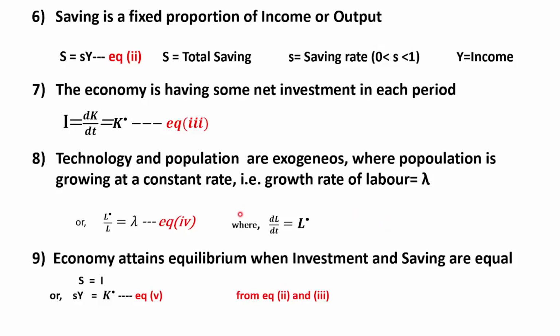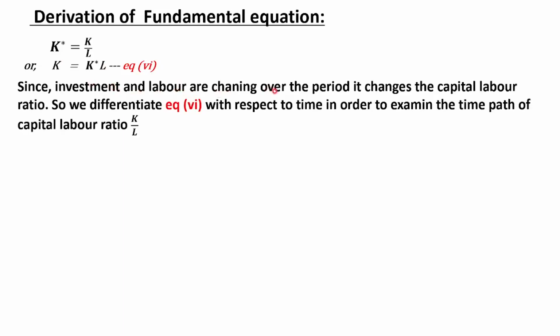Okay, now by using all these assumptions and equations, we are going to derive the fundamental equations. So let's derive the fundamental equations from the capital labor ratio. As you already know, k asterisk means capital labor ratio. By rearranging it, we get K equals k asterisk times L, which is equation 6. Since capital and labor are changing over the period, we need to differentiate equation 6 with respect to time in order to examine the time path of the capital labor ratio. So let's differentiate both sides with respect to t.